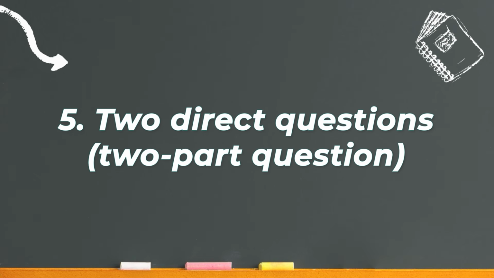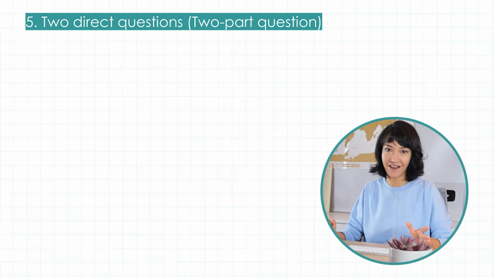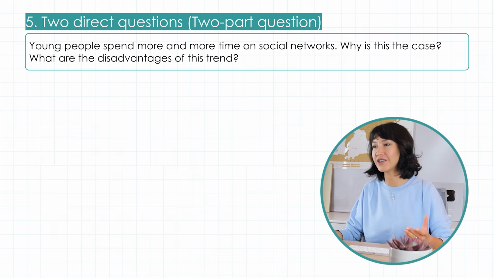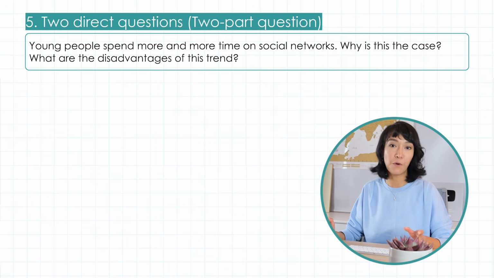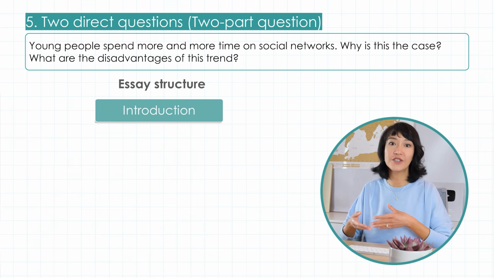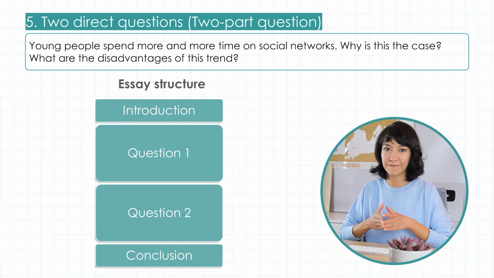There's one more type of question, two direct questions or a two-part question. Here is the task. Young people spend more and more time on social networks. Why is this the case? What are the disadvantages of this trend? It appears to be a little more straightforward because in the introduction, you paraphrase the two questions, no opinion required, and then you answer each question in a separate body paragraph.